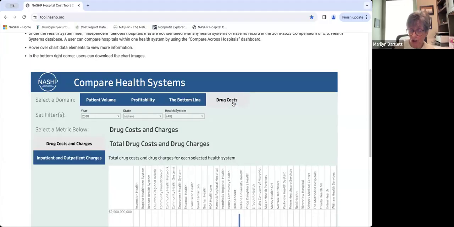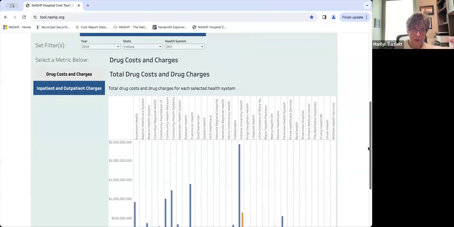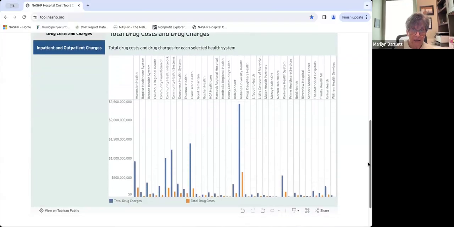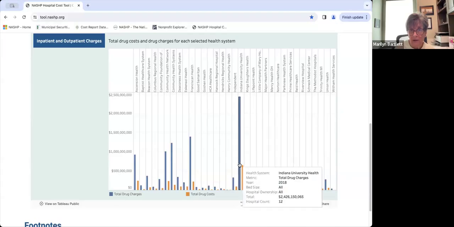Now we've added some new charts. We heard from states interest in hearing about drug costs and drug charges. The Medicare cost report does include inpatient charges, outpatient charges, and total drug costs for the hospital. So in this particular one, we're looking at the orange, or what the drug costs are, and the blue, or what the drug charges are.